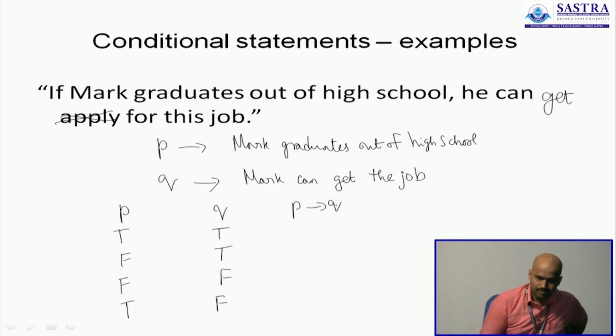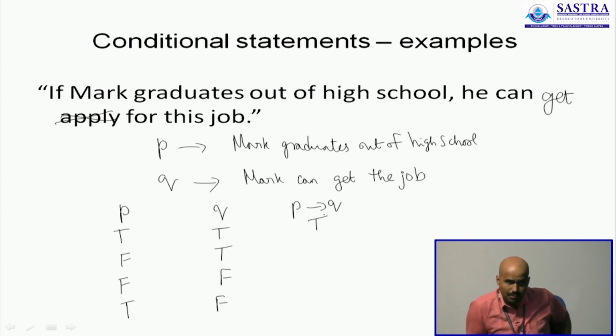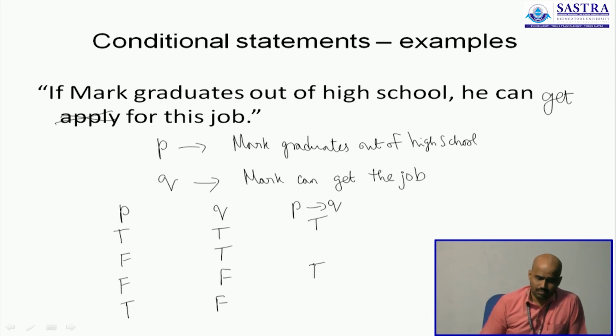So this is actually right, because by the definition of the conditional we know that when both are true, the result is also true. That's how the conditional statement has been defined. If both are false, let's look at the third row, it means that he has not graduated from high school, and also that he has not got this job, which also happens to be true, because if he has not graduated from high school, then it's obvious that he won't get the job. So this is fine.